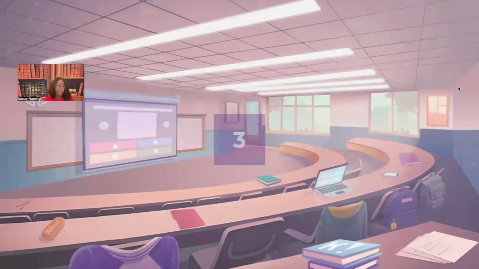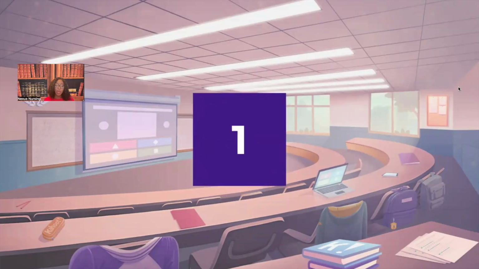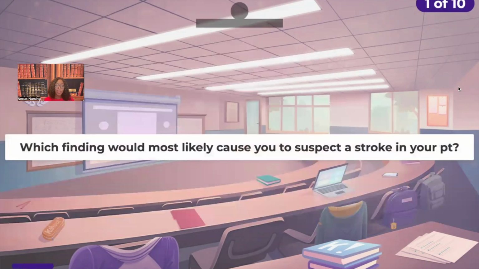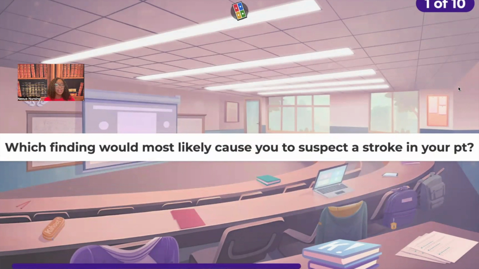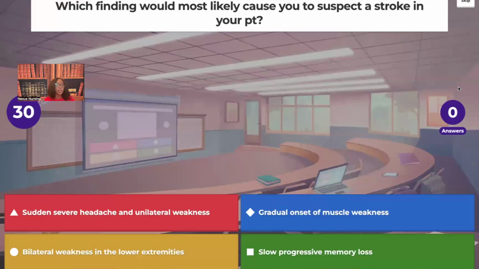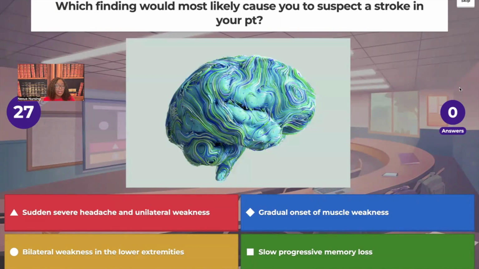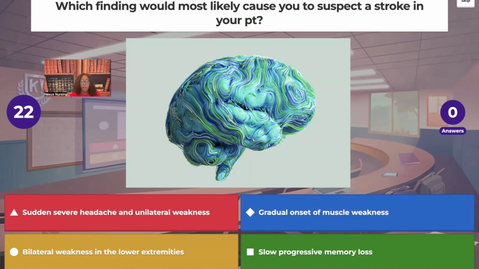Cerebrovascular accident, aka stroke. First question. Which finding would most likely cause you to suspect a stroke in your patient? Would it be sudden severe headache and unilateral weakness, gradual onset of muscle weakness, bilateral weakness in the lower extremities, or a slow progressive memory loss? Which clinical manifestation would cause you to suspect that your patient is experiencing a stroke? If you weren't able to get into the Kahoot, you guys can just put in your answer on the live as well.